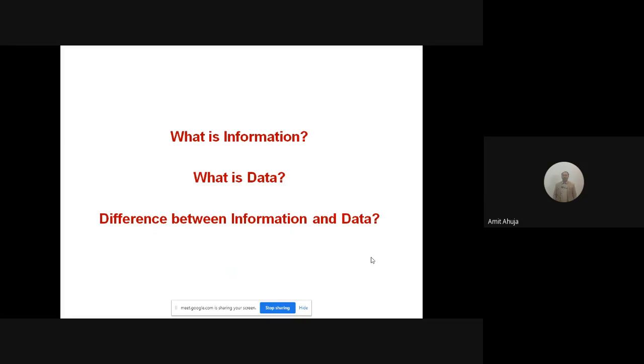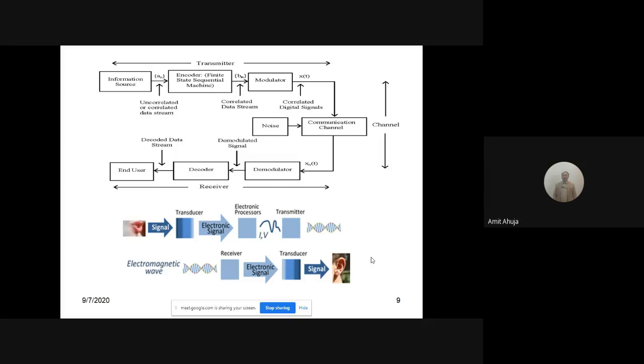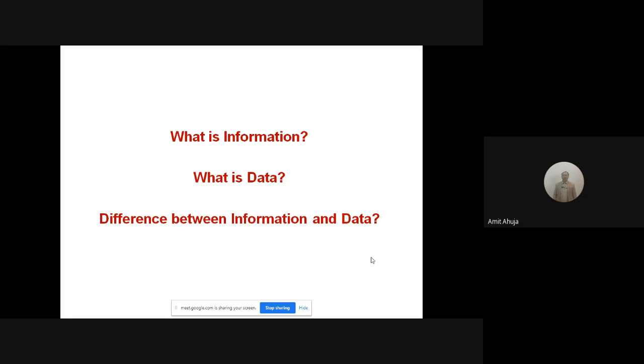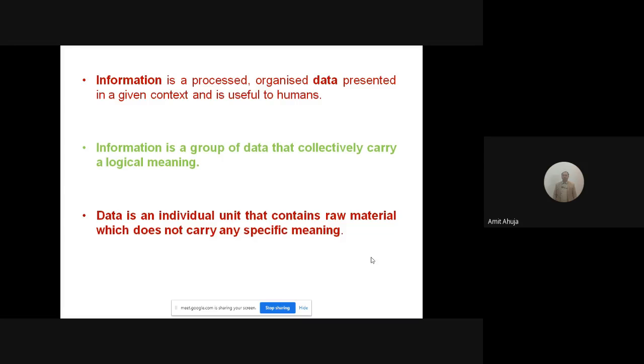So another important point is, if you look into this previous diagram, now the first part is the information source. So what is the information? What is the data? And what is the difference between information and data? And what are the different information sources? Is something that we should know. So information, what is information?